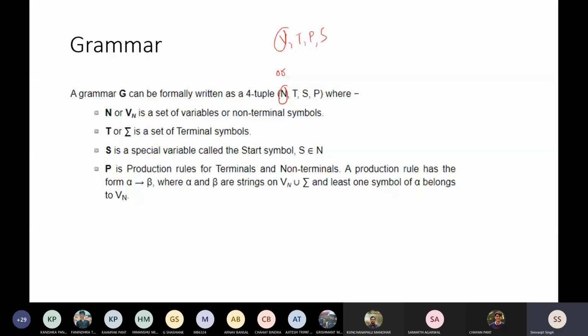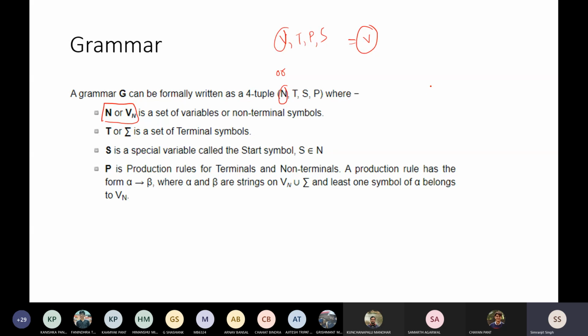Both of the notations are readily used, because if you see here, it is also written here like V. So N can also be written like a V. In most of the books, V is used, so I will most preferably be using V. So V means a set of variables that are non-terminal.